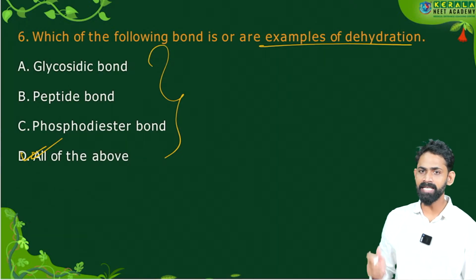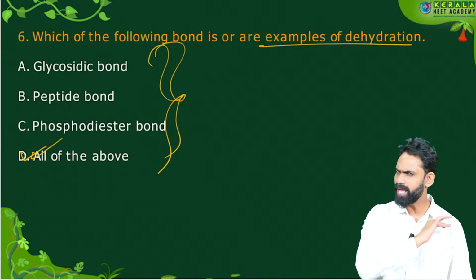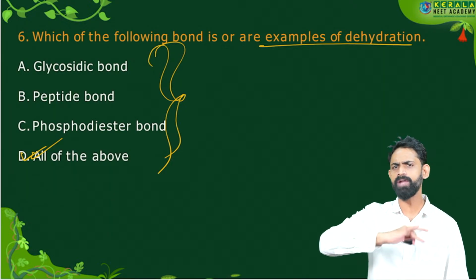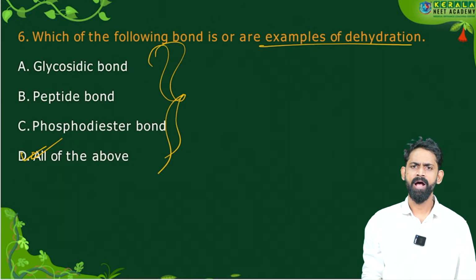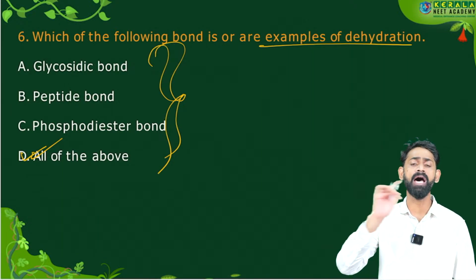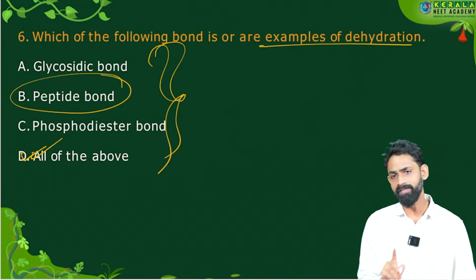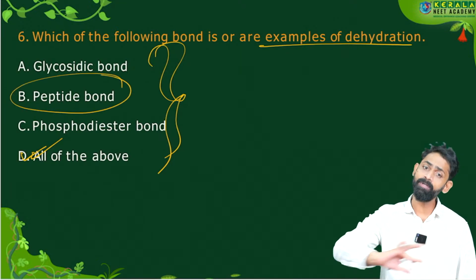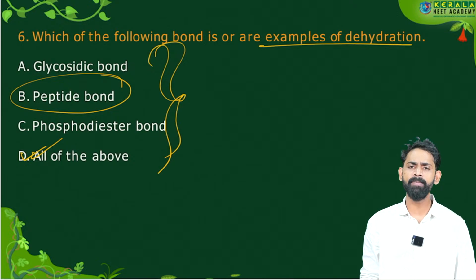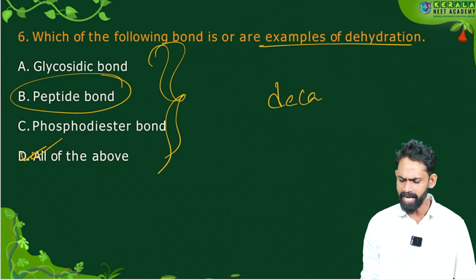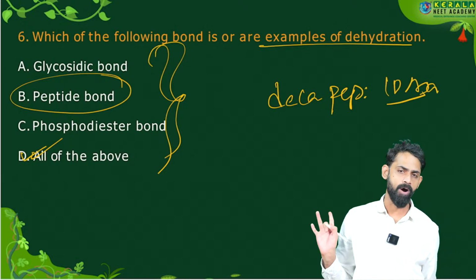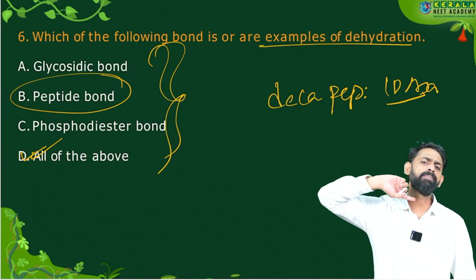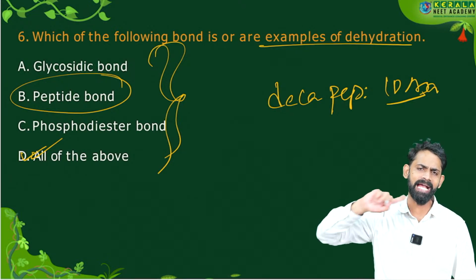Okay, one more application I will tell you. With regard to this, whether you take any glycosidic bond, peptide bond or phosphodiester bond, for example, if they ask how many glycosidic bonds, I will take one example, peptide bond, and you apply the same concept. How many peptide bonds are present in a decapeptide? Decapeptide means a peptide made up of 10 amino acids, not 10 peptide bonds.